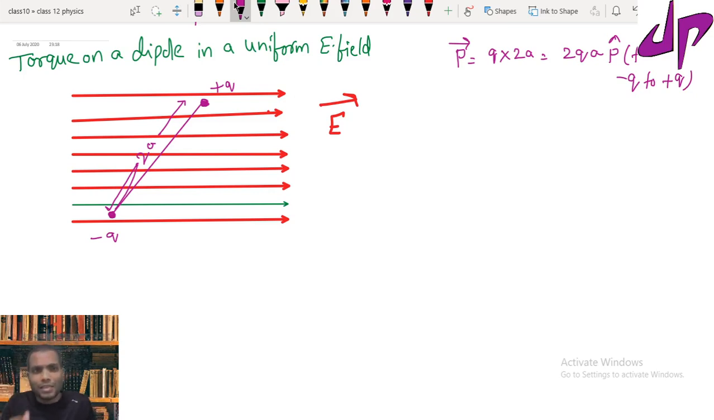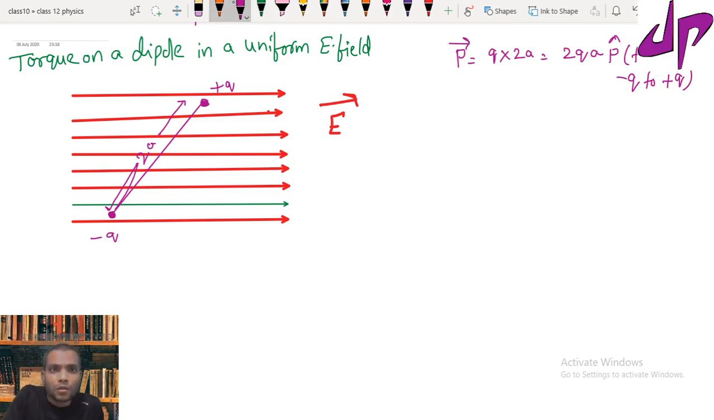Now this dipole is present in an electric field. So what happens if it is present in the electric field? If the electric field is in this direction, and in the electric field two charges are there, this electric field will interact with the charges. Because of that interaction, a force will act on these two charges, and we know in which direction the force will act.